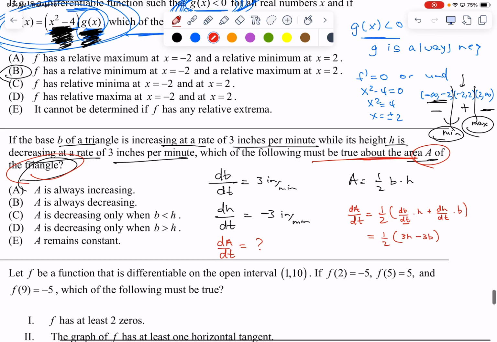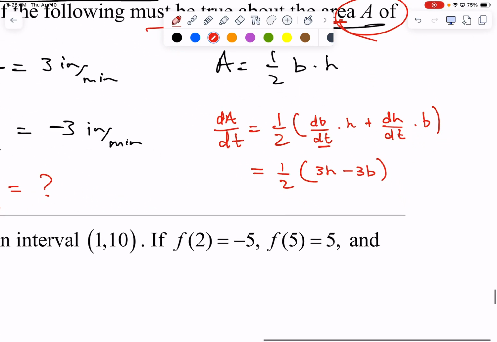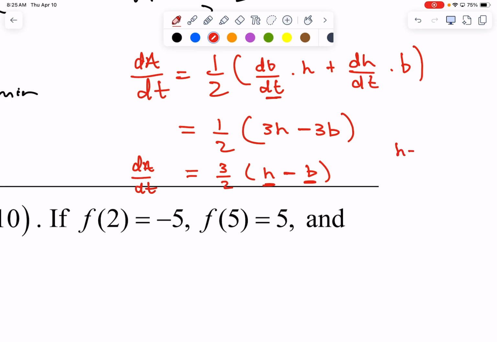So let's see. 3H minus 3B. A is always increasing, A is always decreasing, A is only decreasing when B is less than H. All right, well, this kind of makes sense. If I factor the 3 out, so look at this, H and B. Okay, so I factored a 3 out. Is that okay, everybody? We have the derivative, so let's set the derivative equal to 0 to figure out increasing and decreasing. So if I set H minus B equal to 0, I get H equal to B, right? So when H is equal to B, that's where the tipping point is.